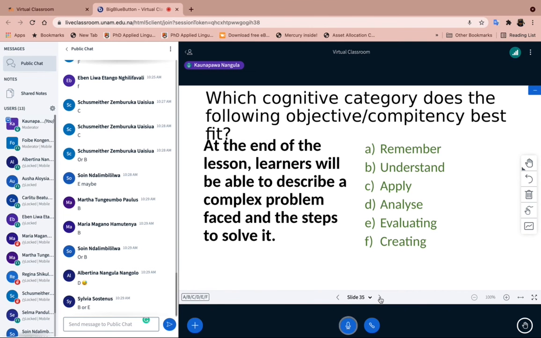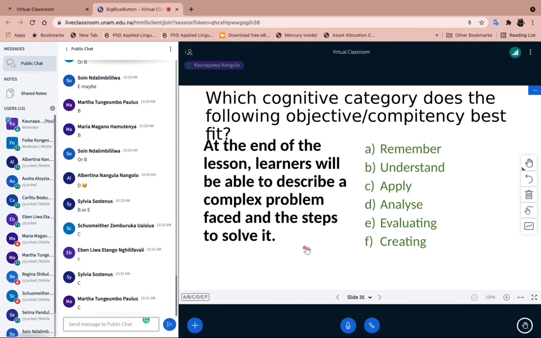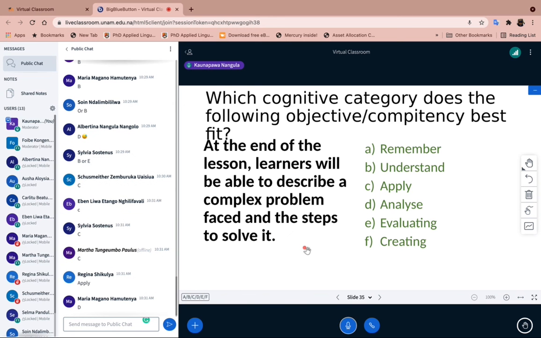Last. Learners will be able to describe a problem faced and the steps to solve it. Which one will that be? I want us to focus more on the steps to solve a problem. What do you think? All right. I can understand why you would say C. But Maria, what is your answer? Quickly, just give your answer.